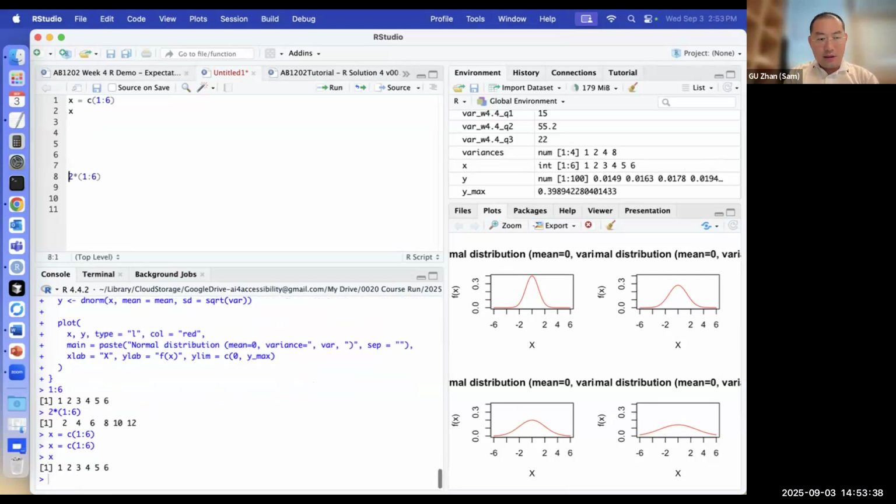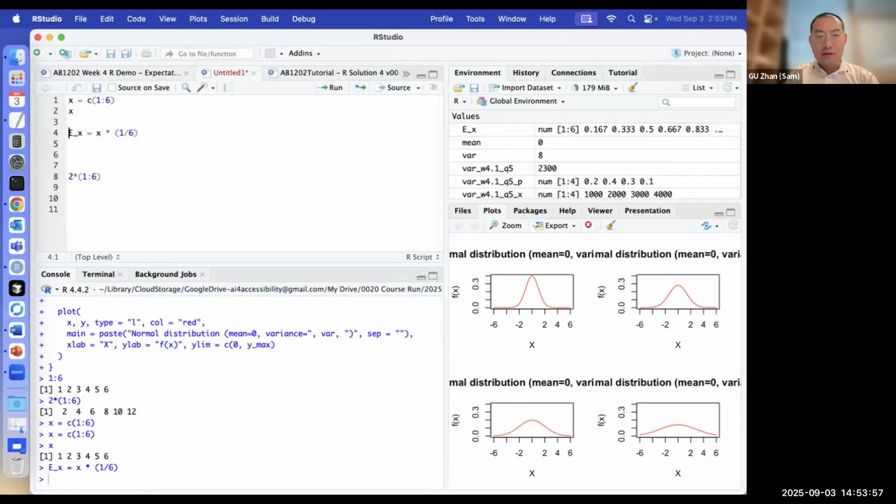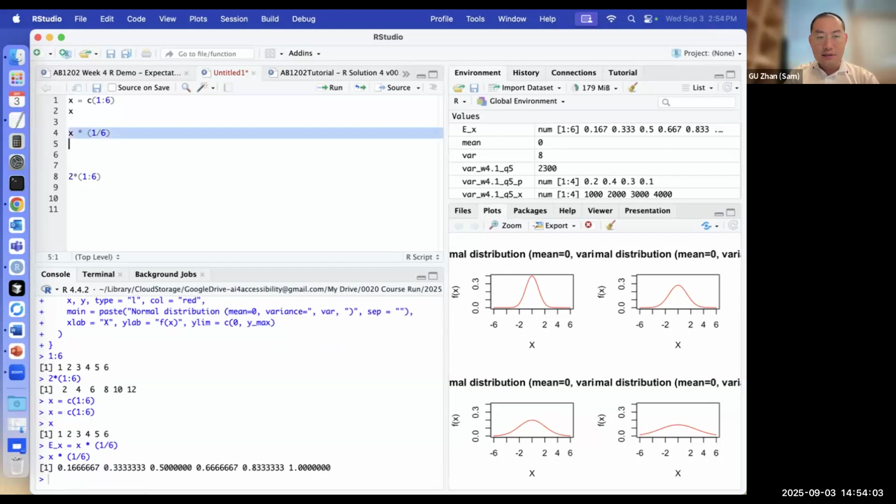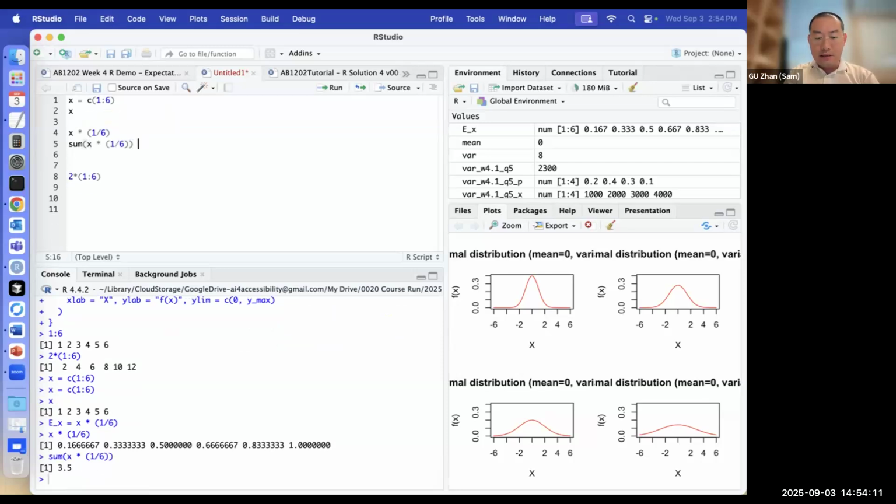Then we have the expected value of x equals x times f(x). So f(x) is 1 over 6, right? So we are just multiplying x times 1 over 6. You have these numbers, then you sum them together, and that is the expected value. This is your E(X), 3.5, not wrong, right?